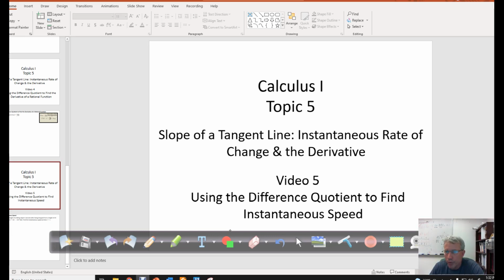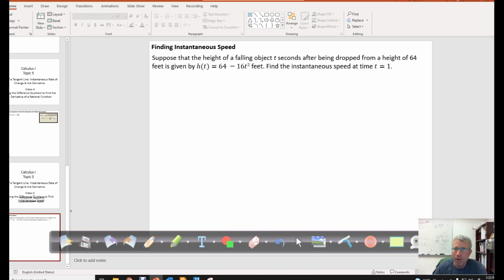So in this video, we're going to use the difference quotient to find the instantaneous speed of a falling object. The problem we're going to be working with is this one. Suppose that the height of a falling object, t seconds after being dropped from a height of 64 feet, is given by height as a function of time equals 64 minus 16t squared feet.